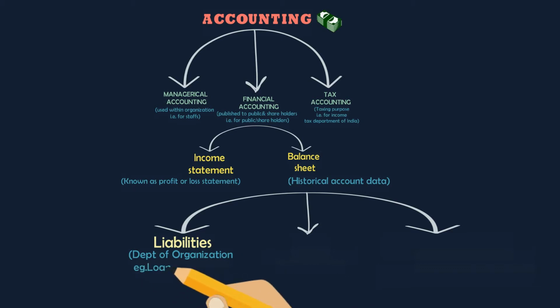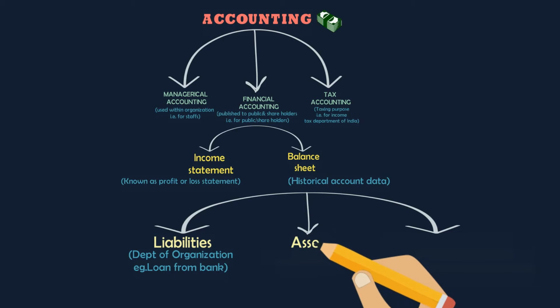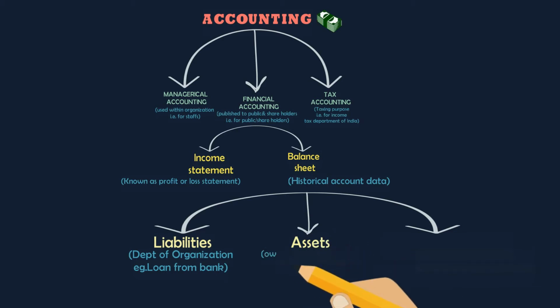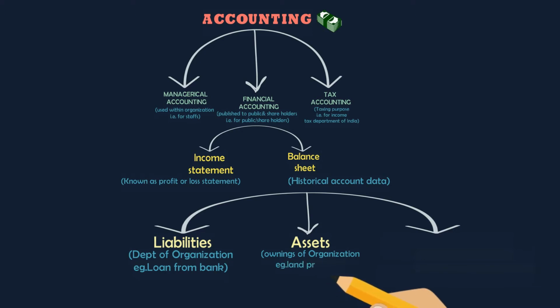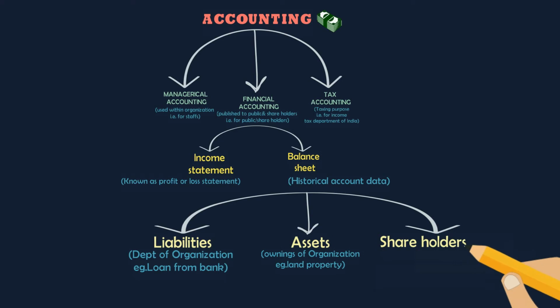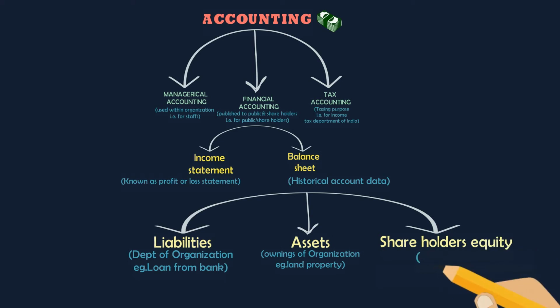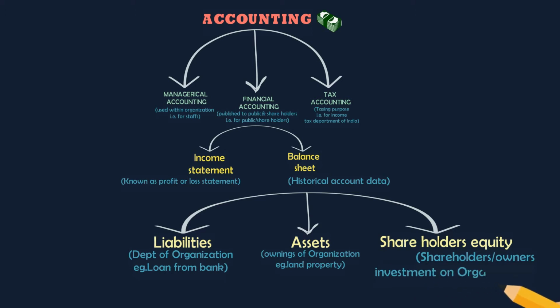organization that the organization has bought from others for its convenience. The next one is asset. Asset is the property or the land or the goodwill that is owned by the organization, which will be useful in future for the organization. Then the last one is shareholders equity. It is the owner's investment in the company or the public's investment in the company.